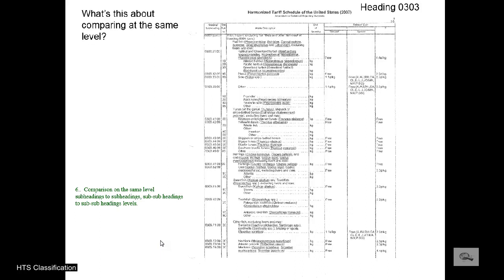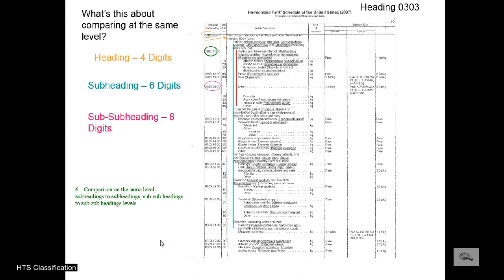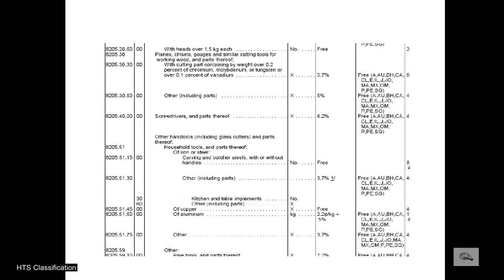Rule 6 indicates the classifier needs to compare at the same indented outline heading of the tariff. In other words, compare headings to headings, subheadings to subheadings, and so on. When searching for a classification, often one's eye may roam to what appears to be the correct classification, when the above heading level may preclude it from being used.